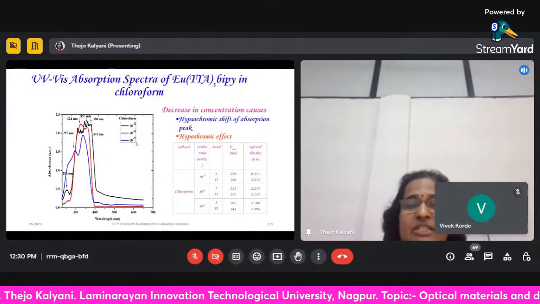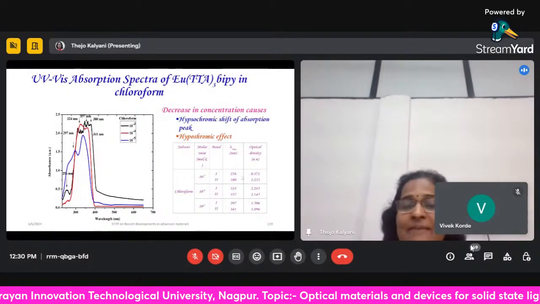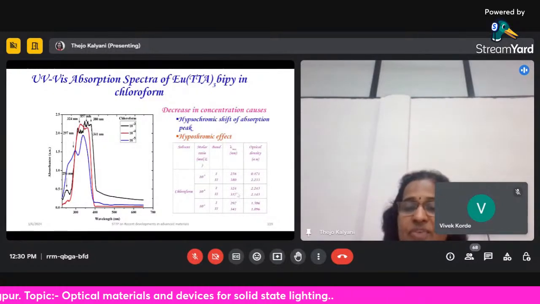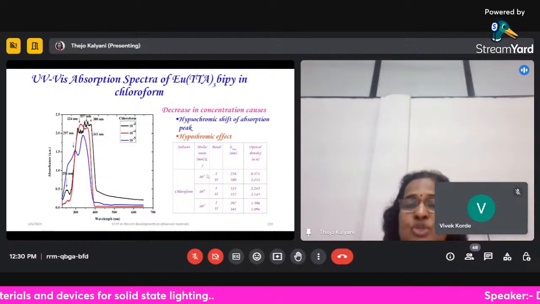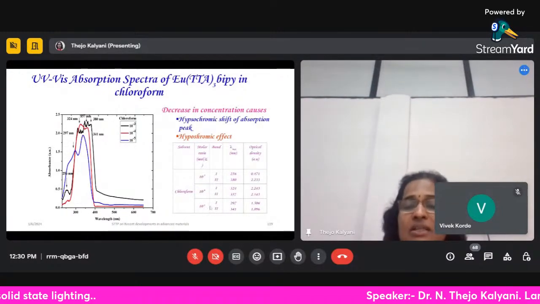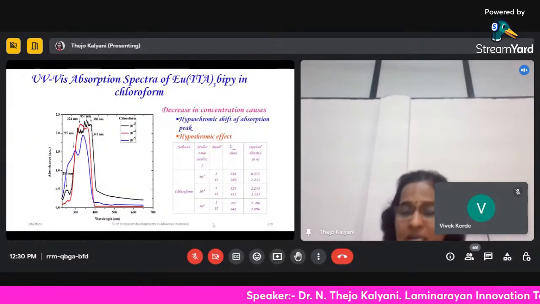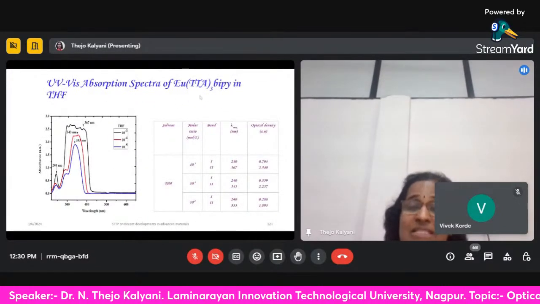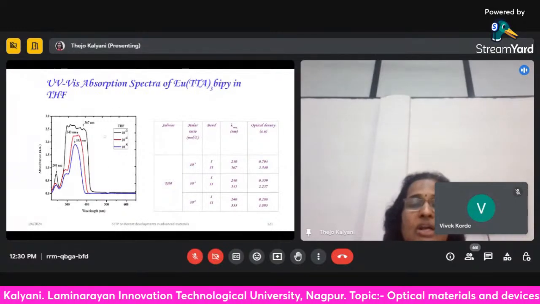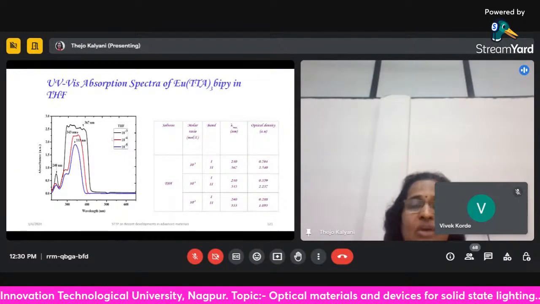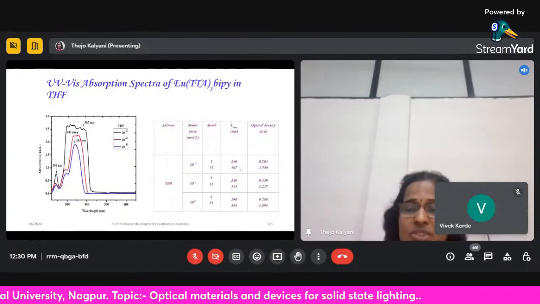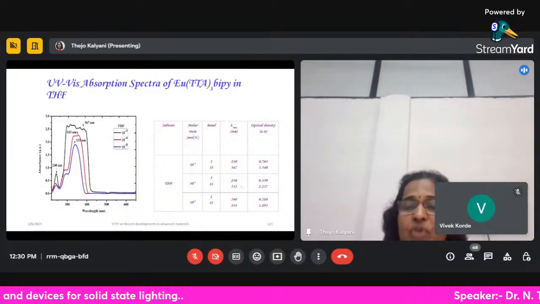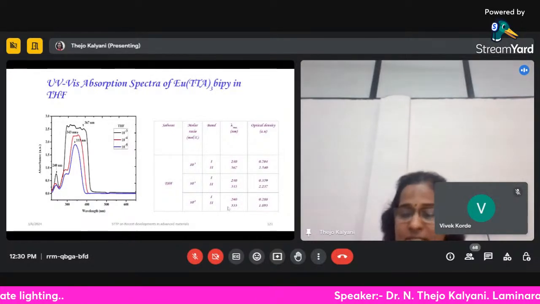Similarly, with decrease in concentration, you can see initially the peak was at 380, and then shifted to 357, and then again shifted to 341. So with dilution, the peak has been hypsochromically shifted. Similar is the case with the same complex in a different solvent, that is tetrahydrofuran. Here also we have seen that the shift is towards the shorter wavelength, 367 in the higher concentration, 343 in the next case, and 333 in the next case.